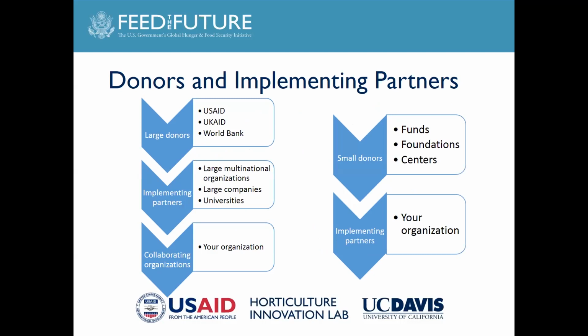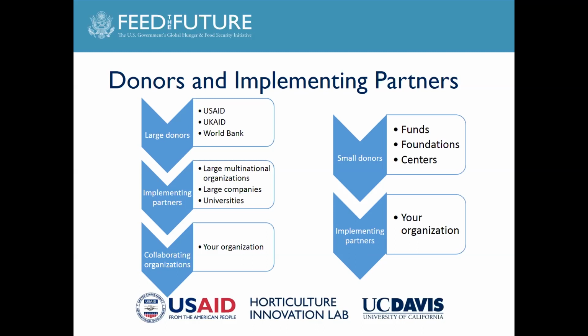All right, let's talk about donors and implementing partners. There's kind of two models here. Most of us have heard of the large donors, USAID, UK Aid, World Bank, etc. And these are the big multi-million-dollar grants. These organizations typically give grants to big multinational organizations, for example, Catholic Relief Services, large companies that have a corporate social responsibility arm, and universities. These implementing partners often give sub-grants to collaborating organizations.